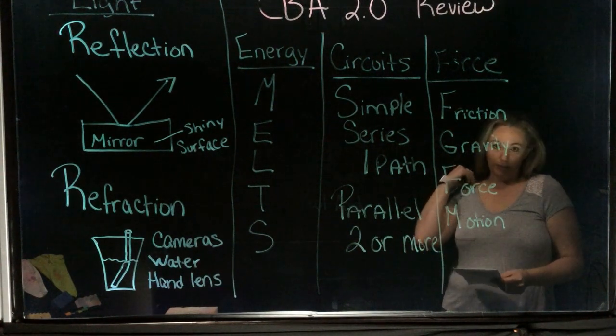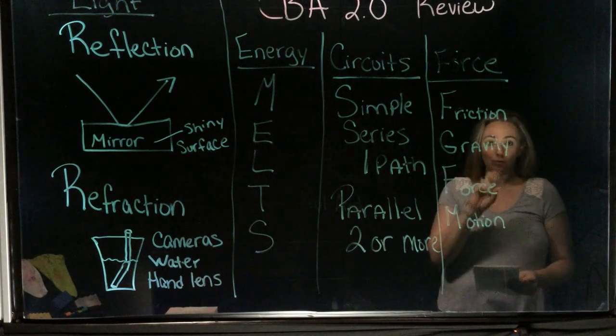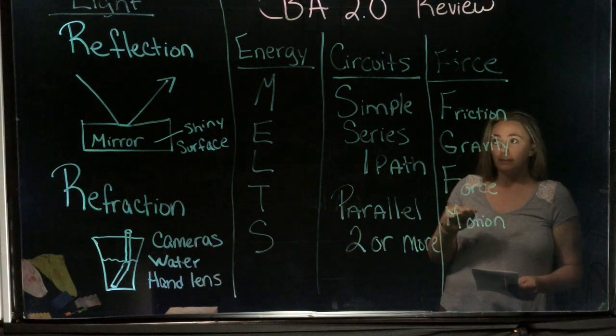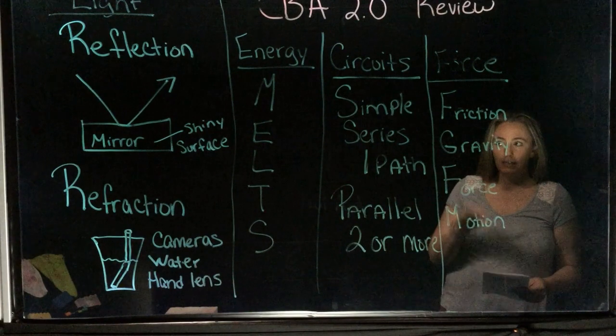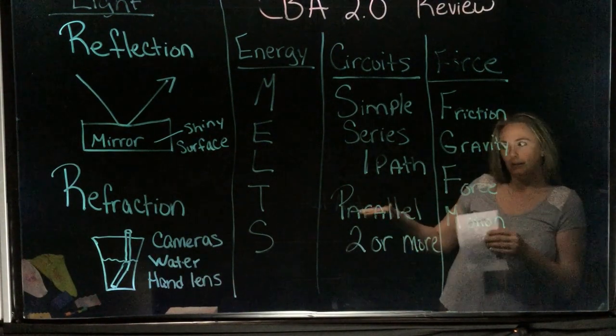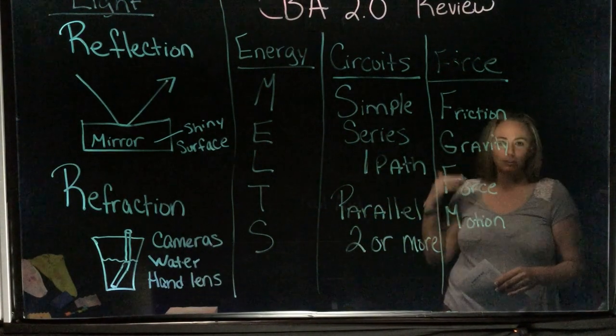We all know light travels in straight lines, okay? But when it hits an object, it can do 2 things. It can reflect or it can refract. If it's going to reflect, it must hit a shiny surface, such as a mirror, right? If you look in a mirror, light is traveling, it hits that mirror, and then you get to see your face. It bounces back, it smacks you in the face.